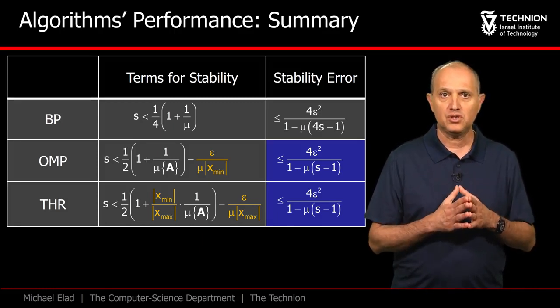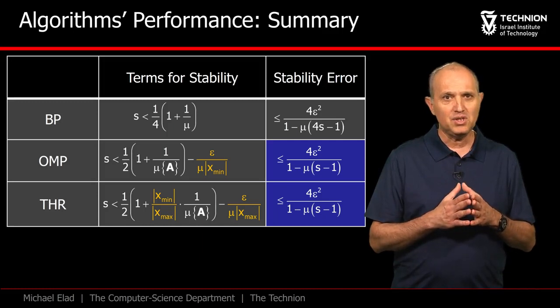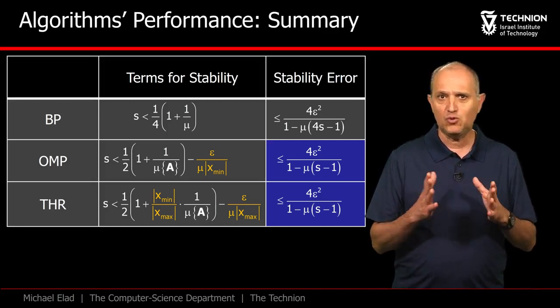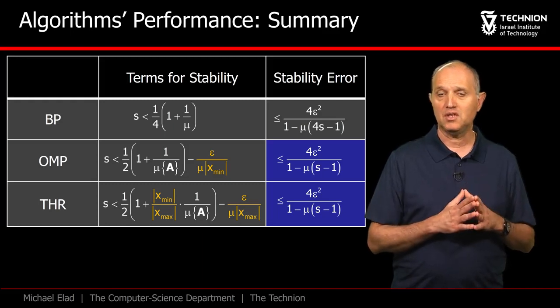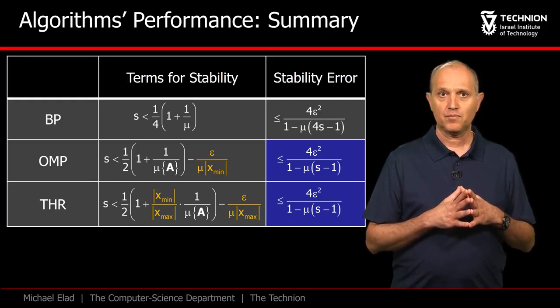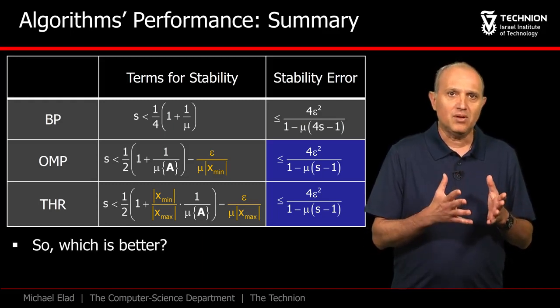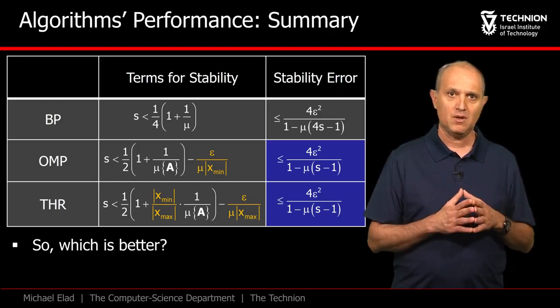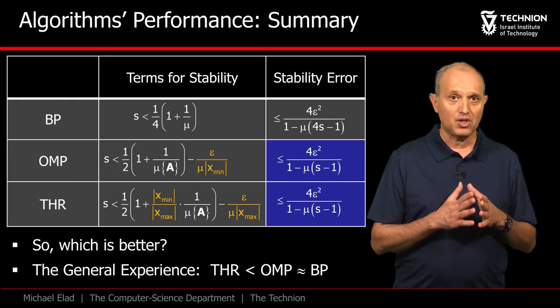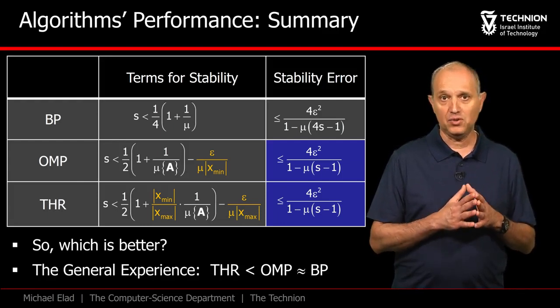Comparing the conditions for success is hard, but we do see that basis pursuit is not sensitive to x min or x max, while the greedy methods do show such sensitivities. So with this table, it would be hard to predict which of these methods is likely to perform better. The common practice is that thresholding is inferior, while the other two, OMP and basis pursuit, are roughly comparable.